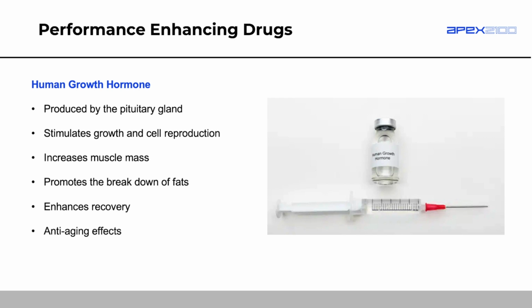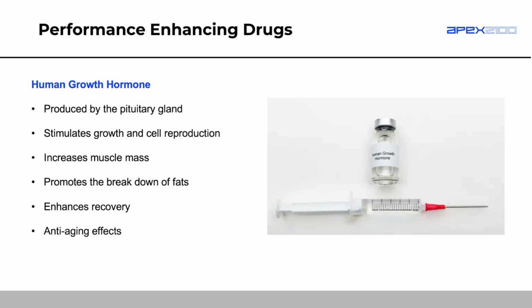Now, why do athletes use human growth hormone? There's several reasons why they might want to use HGH. First one is muscle growth. It stimulates the production of lean muscle mass. It promotes the breakdown of fats, so fat loss. It can promote recovery, so if we have an injury or something like that, human growth hormone will enhance the recovery process. It can also lead to increased energy levels and also anti-aging effects.